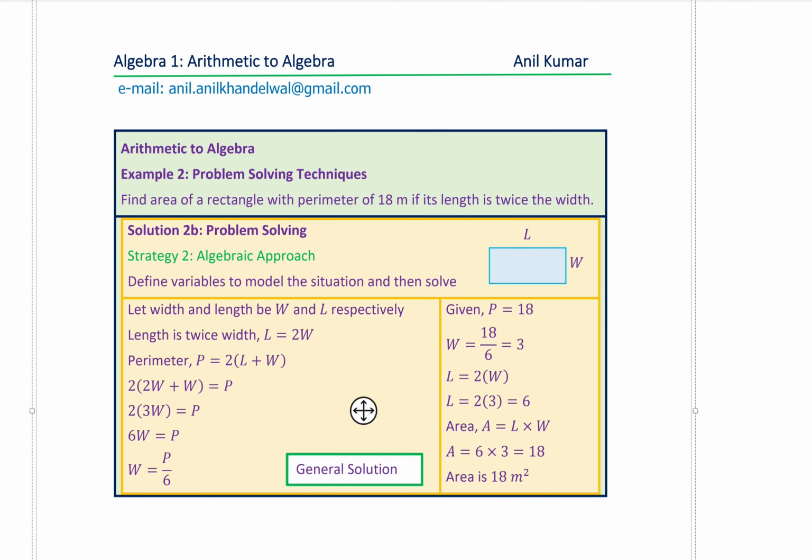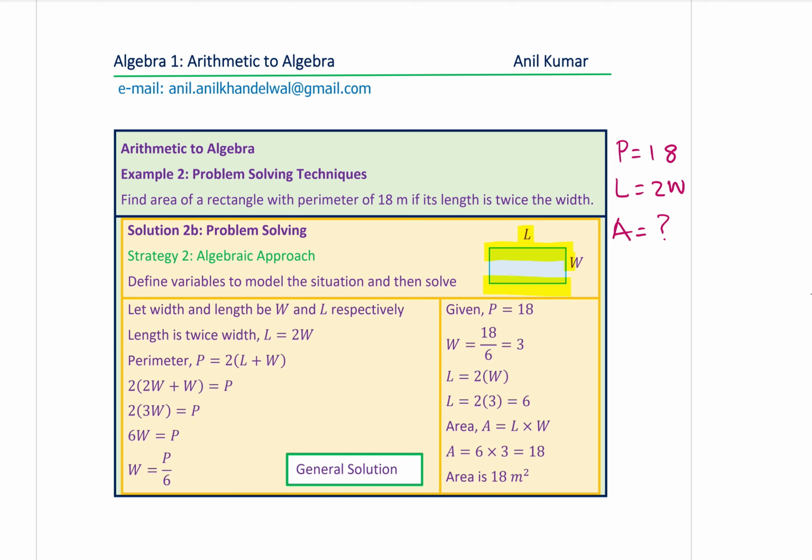Correct? Again, we have exactly the same question. We have a rectangle whose length and width are not known to us. However, what are we given here? We are given that the perimeter is 18 and length is twice the width. With this condition, we need to find the area. So that is what is required. Correct. Now we know what area is.